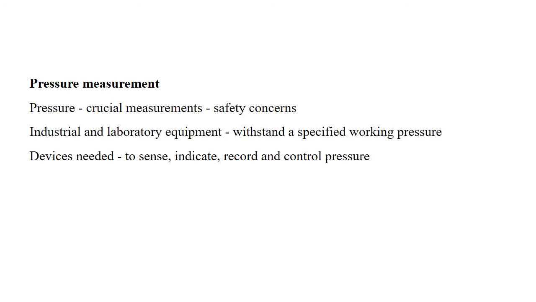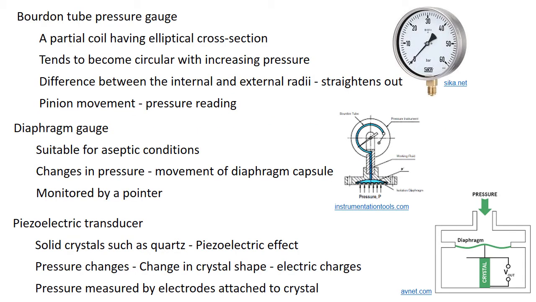Pressure could be measured by using different types of pressure gauges. They are Bourdon tube pressure gauge, diaphragm gauge, piezoelectric transducer, etc. Bourdon tube pressure gauge. One of the standard pressure measuring sensors is the Bourdon tube pressure gauge. With increasing pressure, a partial coil having an elliptical cross section in the device gradually straightens out. Using a geared sector and a pinion movement, the pressure reading can be obtained from a Bourdon tube pressure gauge.